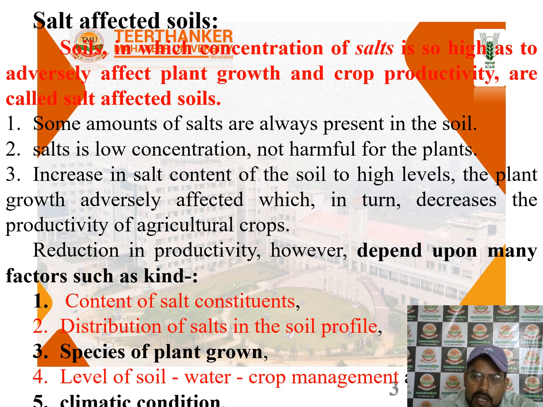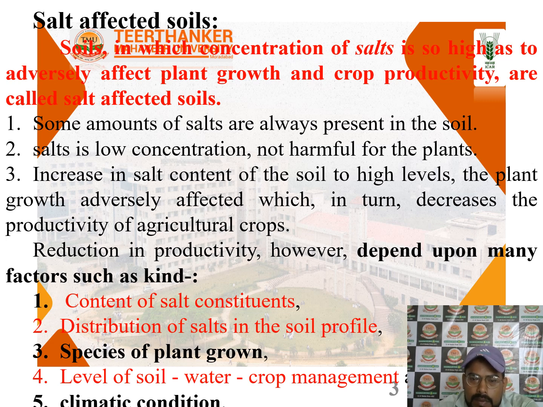Salt affected soil is soil that adversely affects the plant through increased salt content in the soil. Some amount of salt is always present in soil, and a specific percent is required for the plant. Such salt content is not harmful for the plant, but when the content increases in the soil, it adversely affects the plant and decreases the yields.